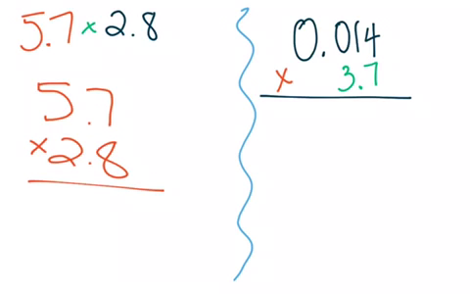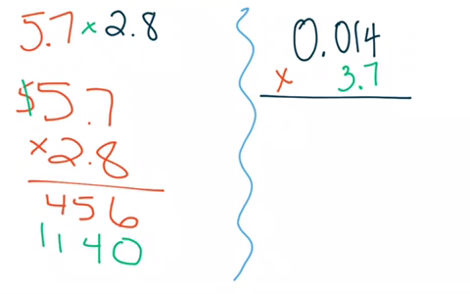So 8 times 7 is going to be 56. Drop the 6, carry the 5. 8 times 5 is 40, plus 5 is 45. We always want to put our 0 in before we start multiplying by that second number. 2 times 7 is 14. Drop the 4, carry the 1. 2 times 5 is 10, plus 1 is 11. We add them up. So we have 6, 9, 5, 1.